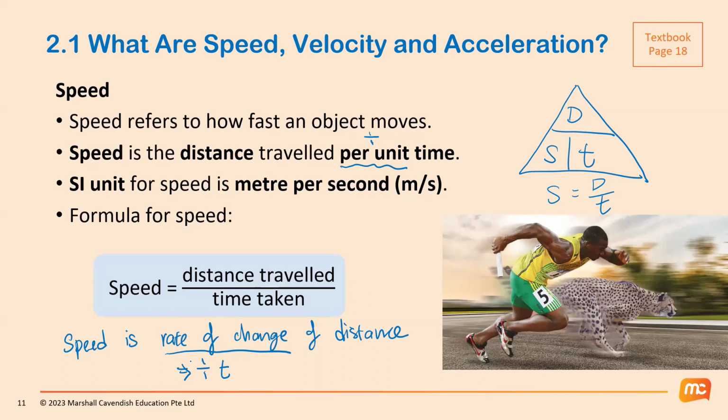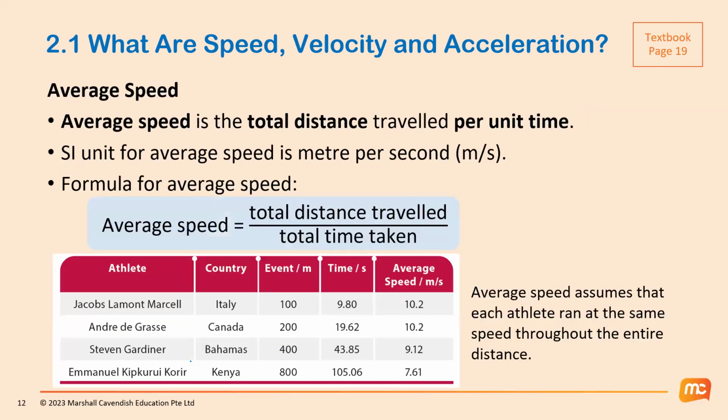The SI unit: distance is in meters, time is in seconds, so the SI unit for speed will be meters per second. Other than speed, sometimes the question might not ask you to calculate the speed, but the average speed. So take note that average speed is different from speed. Average speed is the total distance divided by total time taken. It has the same SI unit, meters per second.